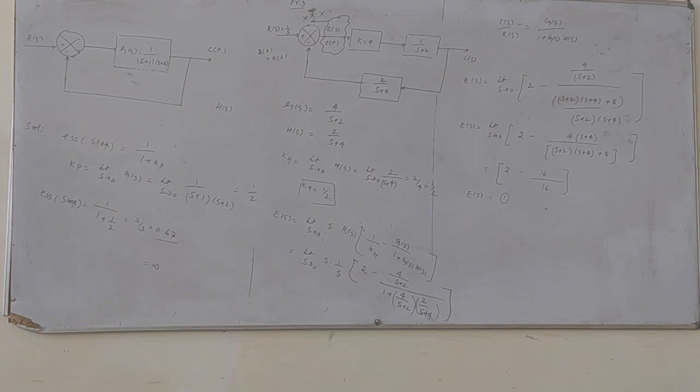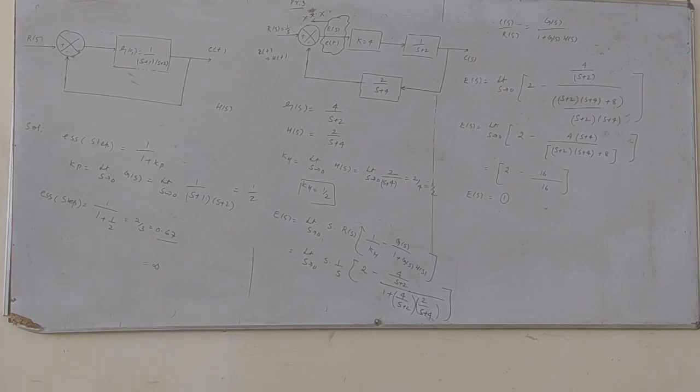Let me check the answer. Yeah, this way you are getting 4(s+4) over (s+2)(s+4) plus 8. Fine. Now if you have to convert it into unity feedback, what's the formula? G(s) divided by 1 plus G(s). Instead of H(s), you have to take it as 1. So he has done it like this, and I think he got an answer of 0 point something, which was wrong. That answer was not correct. So this is the way you have to deal with a non-unity feedback.